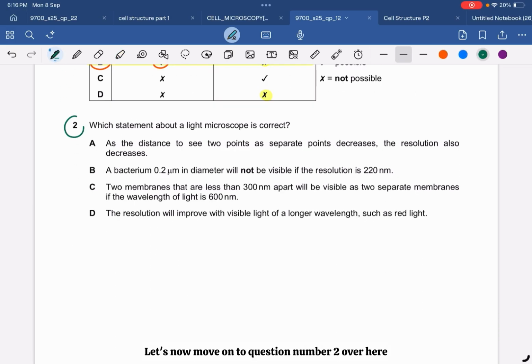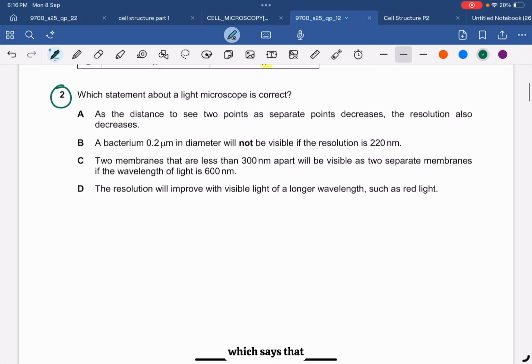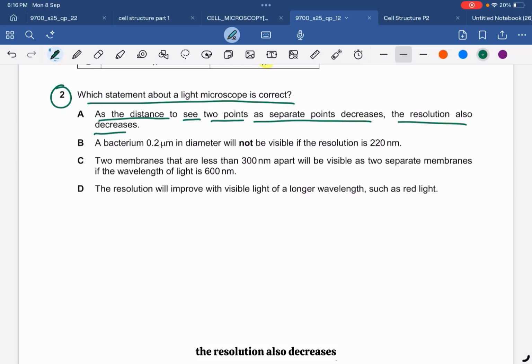Let's now move on to question number 2, which says, which statement about the light microscope is correct. Statement A is saying that as the distance to see 2 points as separate points decreases, the resolution also decreases. So no, this statement is incorrect.